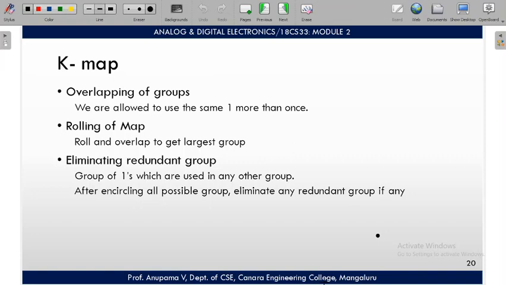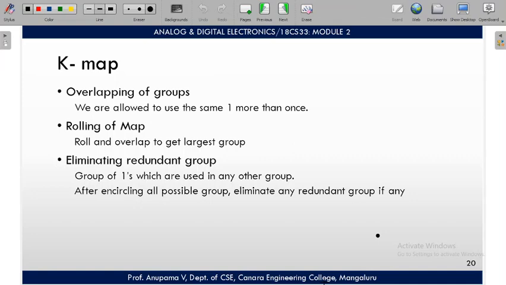We are allowed to use the same ones more than once, and we will see an example of overlapping of groups while solving the K-map sum. We are allowed to roll the map or fold the map to get a pair, octet or a quad. You are allowed to overlap the map to get the largest group.